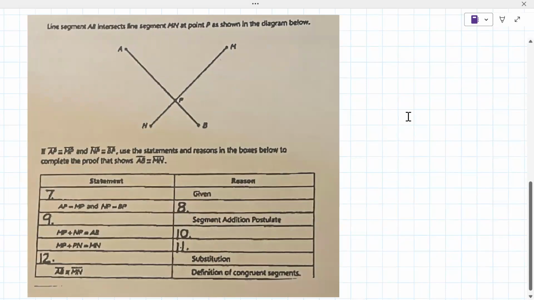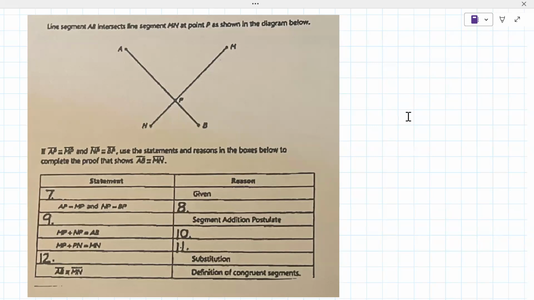Line segment AB intersects line segment MN at point P as shown in the diagram. If AP equals MP and NP equals BP, use the statements below to complete the proof that shows that AB equals MN.